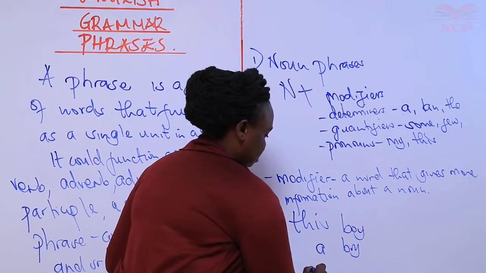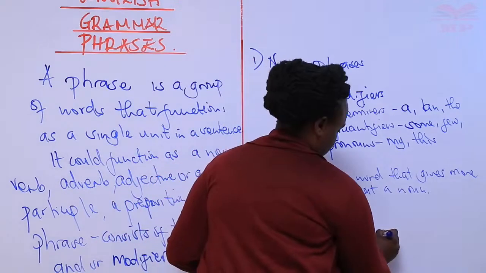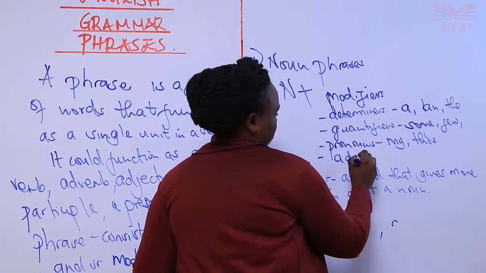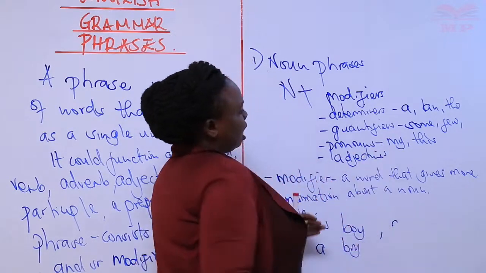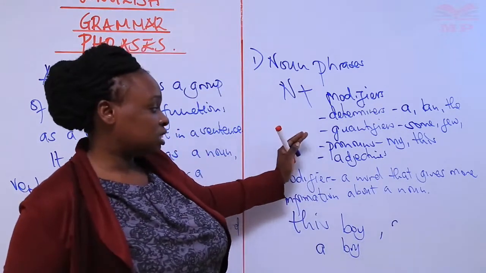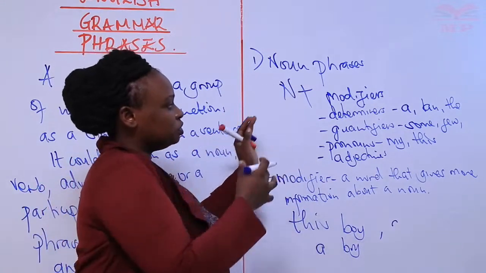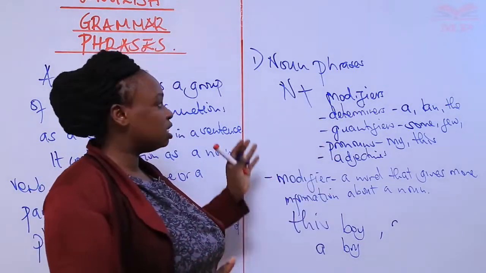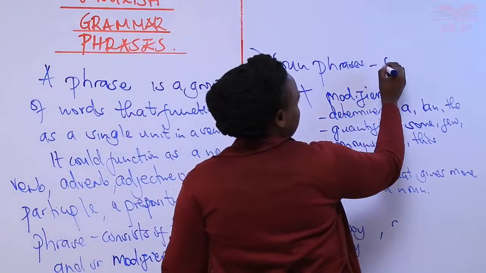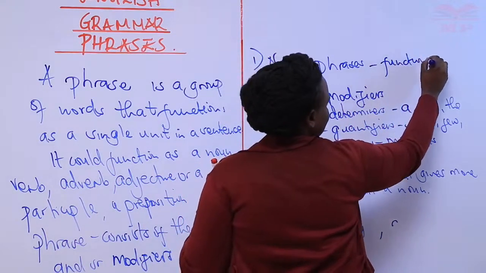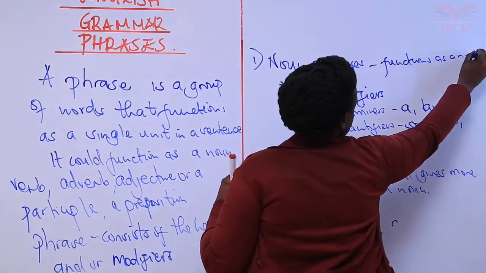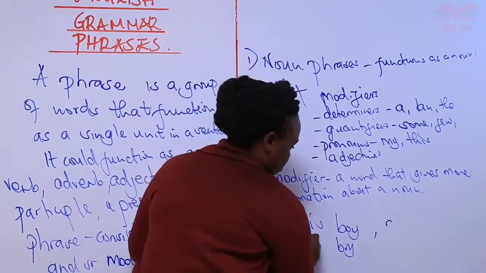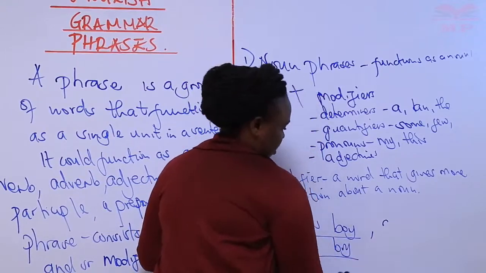Sorry, before we continue, even adjectives are part of the modifiers of a noun, because adjectives describe nouns. So when they are combined together with the noun, they make up the noun phrase. They will function as the noun in the sentence. The noun phrase is a group of words that functions as a noun in a sentence. So this boy is a noun phrase. A boy is a noun phrase.